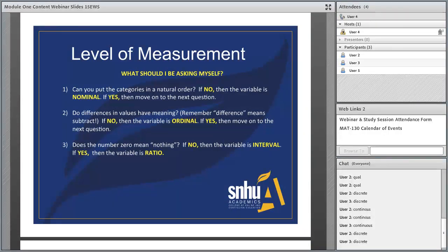The first thing you want to do is say, can you put the categories in a natural order? If the answer is no, then the variable is nominal. If the answer is yes, then we want to move on to the next question.